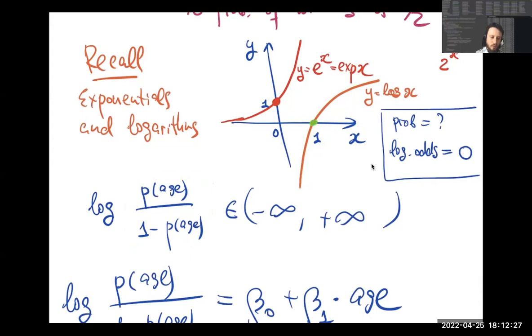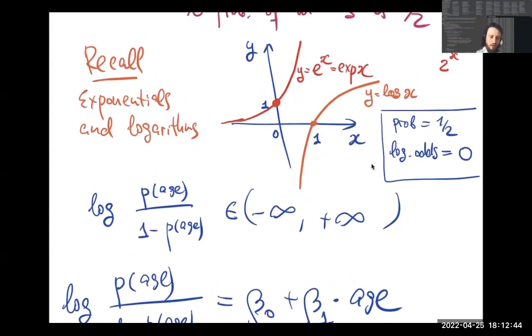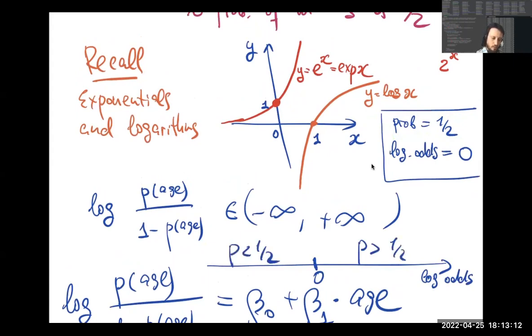And if odds are equal to one, what is the probability? 50%. Mm-hmm, 1/2. So in a sense, it is very natural. You have a real line, and in this real line you have positive numbers and negative numbers, and positive numbers correspond to the case when probability is larger than 1/2. So if it is log odds, then here probability is larger than 1/2, and here probability is smaller than 1/2. So it is indeed very natural.